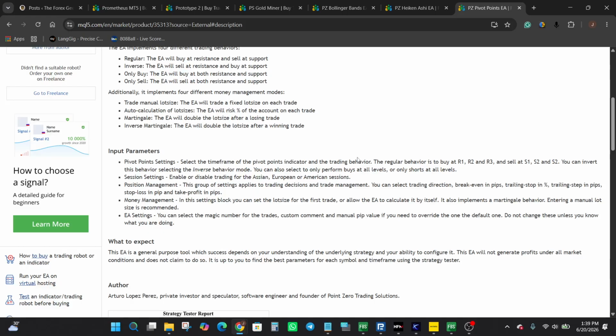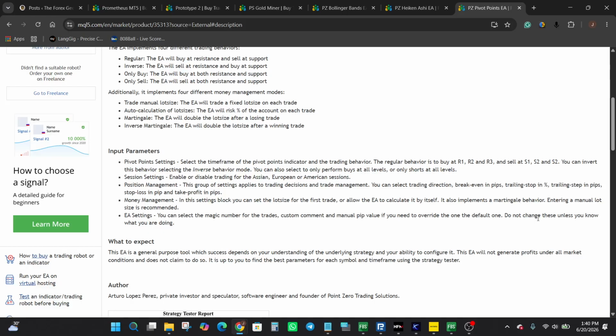The money management section adds another layer of flexibility. Traders can use fixed lot sizing, automatic risk-based lot calculation, martingale or inverse martingale. The martingale options in particular adjust position sizing after losses or wins, depending on the selected mode, which can significantly change how risk is distributed across trades.